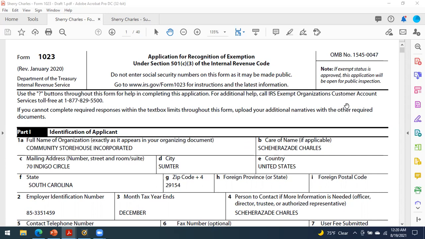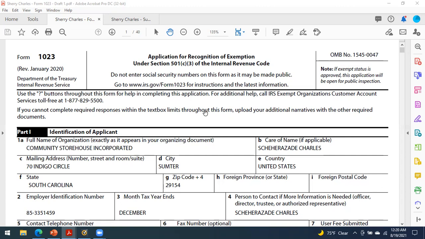So this is the Form 1023, the standard version, the application for recognition of exemption under Section 501(c)(3) of the Internal Revenue Code. It is not the streamlined 1023-EZ version. The revision date is January 2020. So that means the last time this application was revised was January 2020.